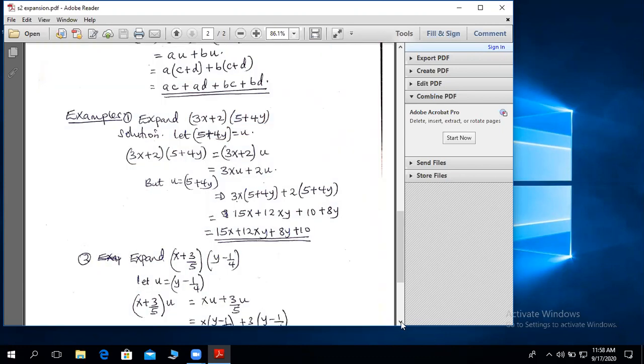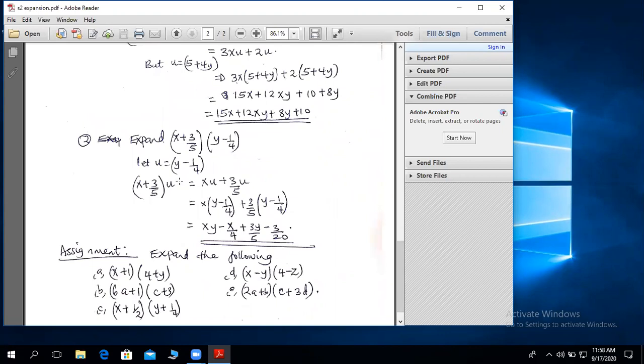Okay, let us look at example 2. Expand, we have x plus 3 out of 5, then into y minus 4 out of 5. Like I was telling you, someone can skip all this. I think you have understood the procedure. You just get x multiplied by the whole bracket, then plus 3 out of 5 multiplied by the whole bracket. But if it is a negative, then you carry it with the negative.